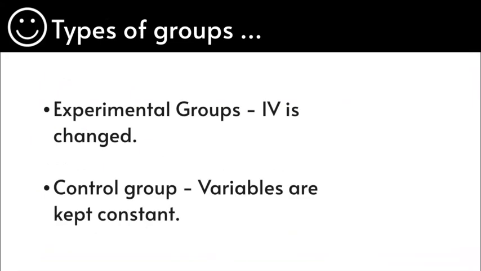So before we begin, let's look at the different types of groups. Pause and have a think what two types of groups there are when we look at experiments. Okay, let me reveal, there are two types of groups. The first group is known as an experimental group. Experimental group is where the independent variable is changed, whilst the control group is where variables are kept constant.